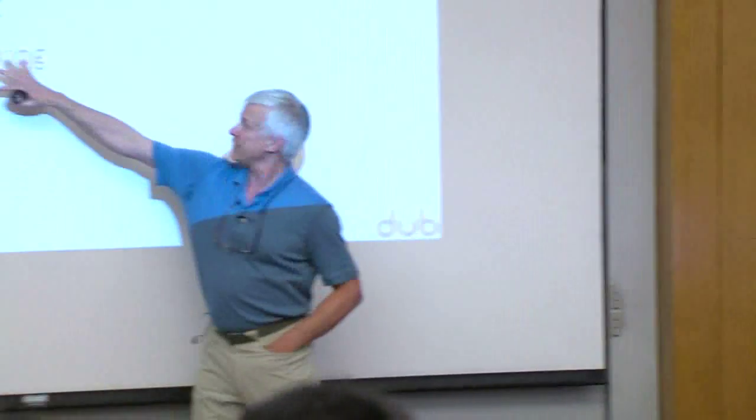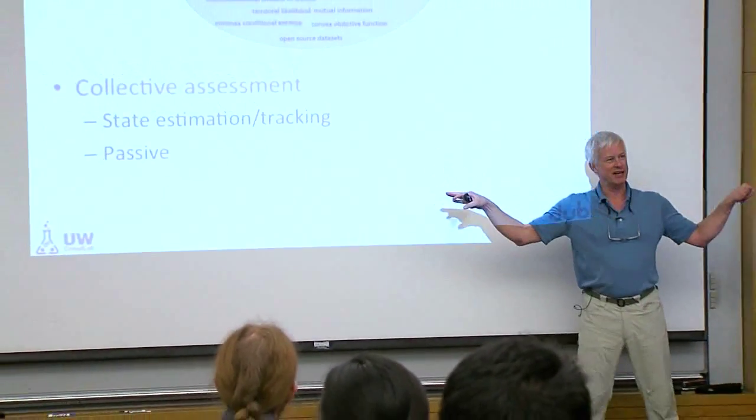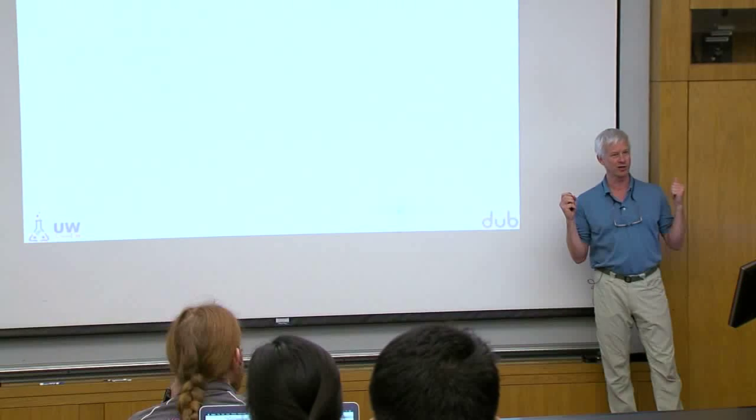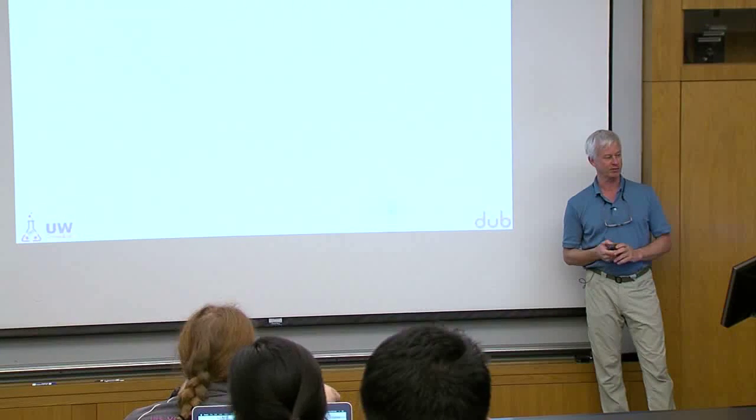So the collective assessment problem is really a state estimation problem. It's not a control problem, and it's inherently passive. But I think the thing that's really interesting is this control problem. And I'll talk about a couple different control problems today.